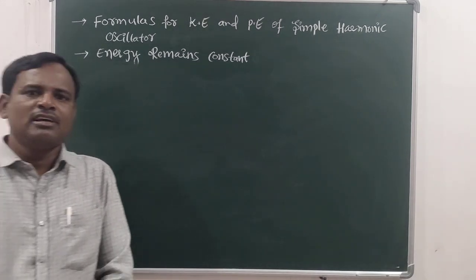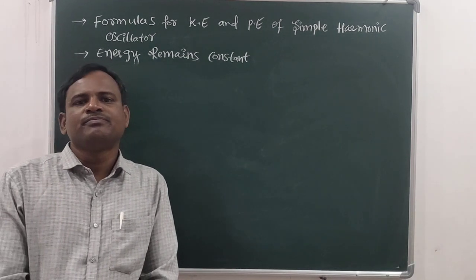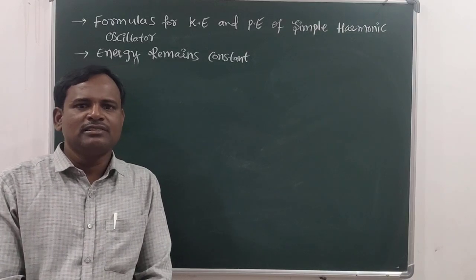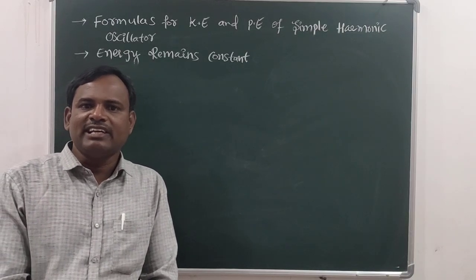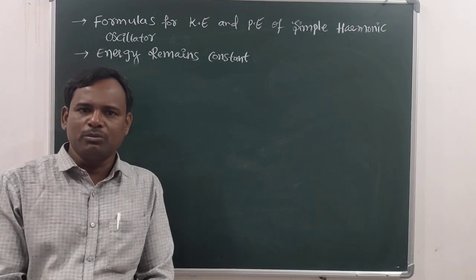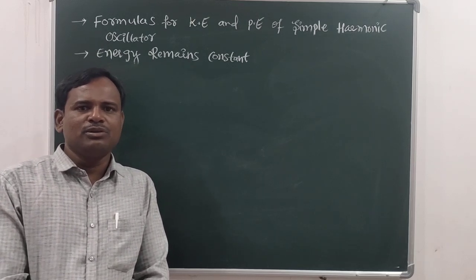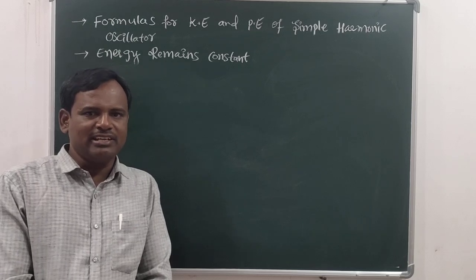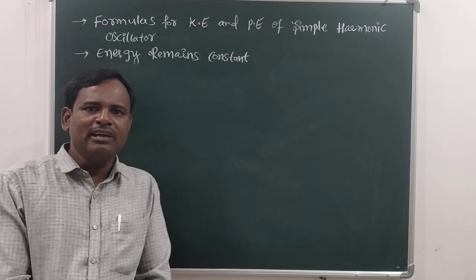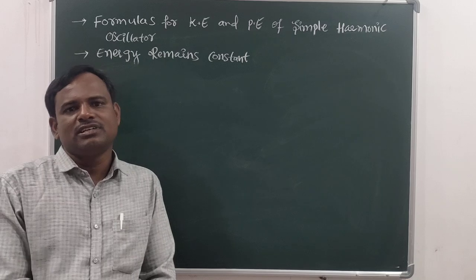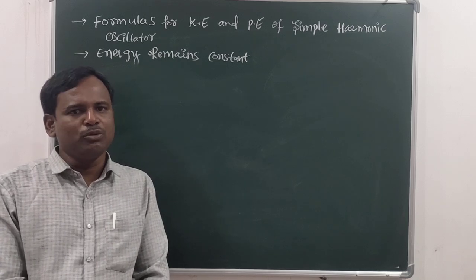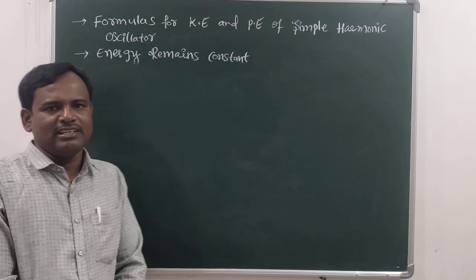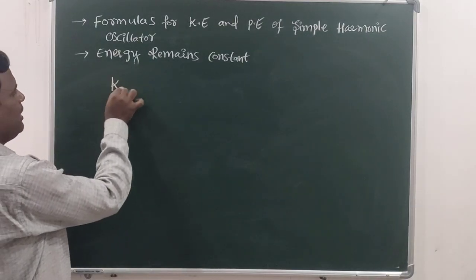In this class, now I am going to explain you the kinetic energy and potential energy formulas of an object which executes simple harmonic motion, and I will also explain that the energy remains constant in the path followed by an object which executes simple harmonic motion. First, let us see the kinetic energy formula.